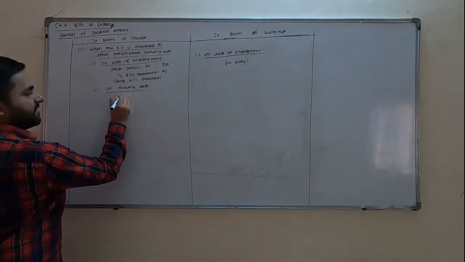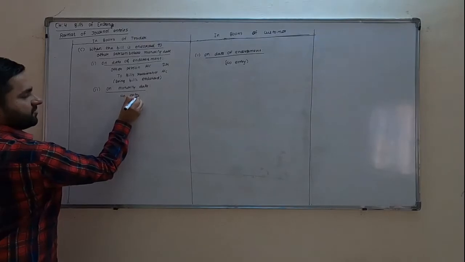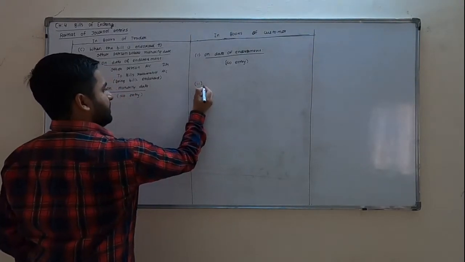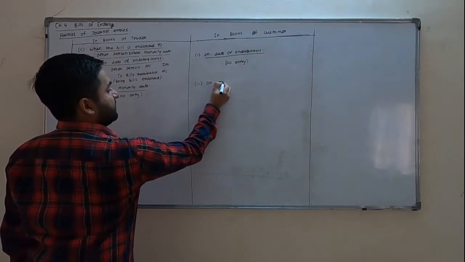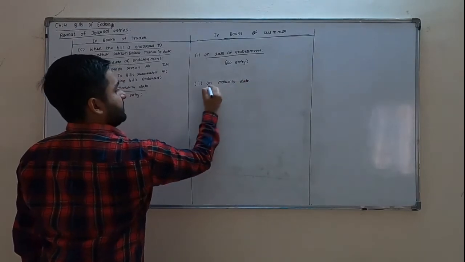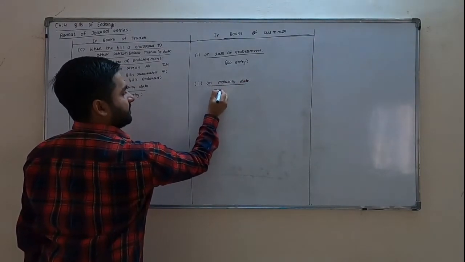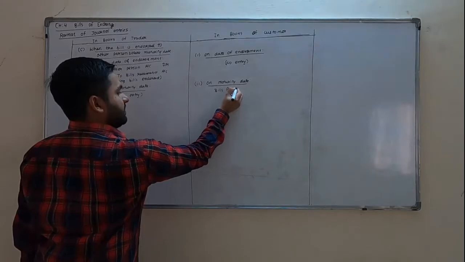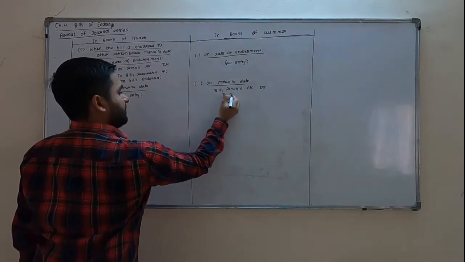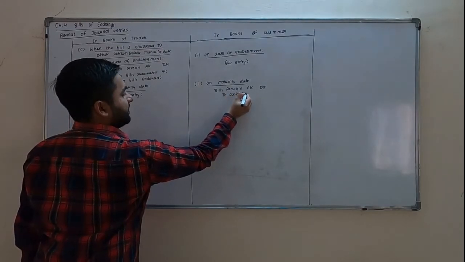Now friends, as we have endorsed the bill to the other person, on the maturity date we will not get any amount, that person will get the amount. And on maturity date, the same entry what we have seen previously. On maturity date, the entry will always be similar: bills payable account debit to cash or bank account.